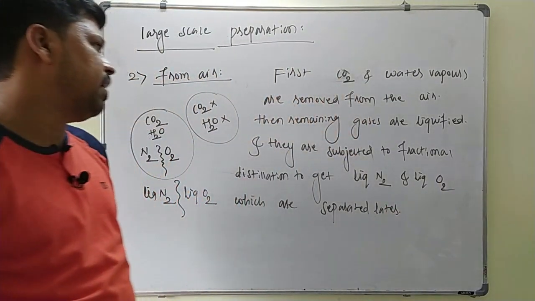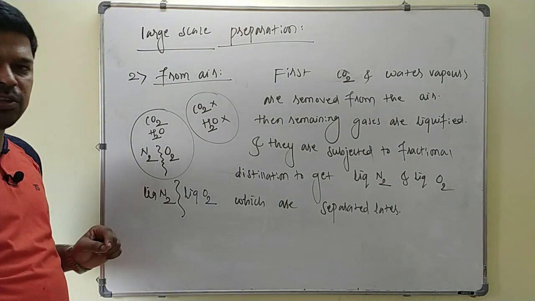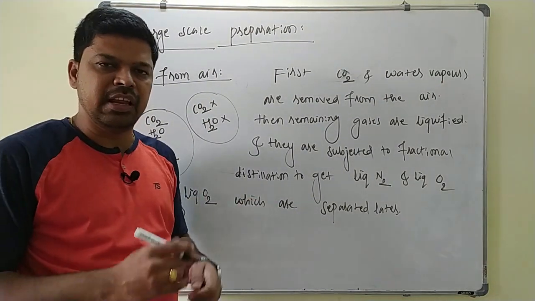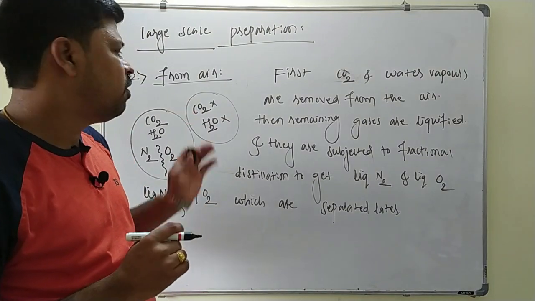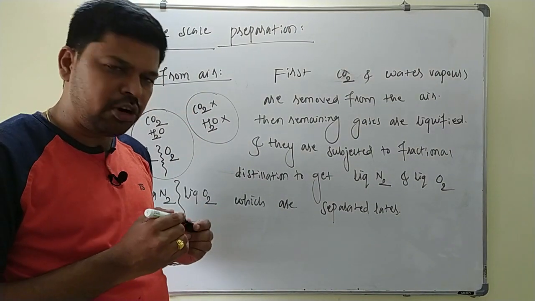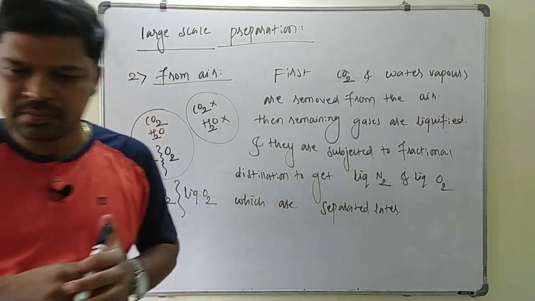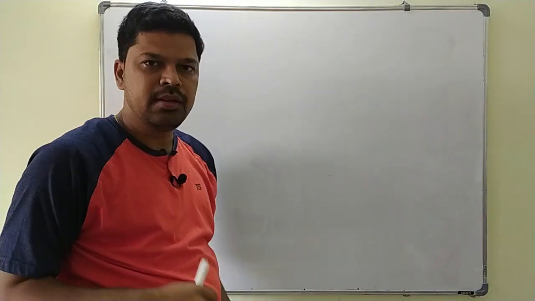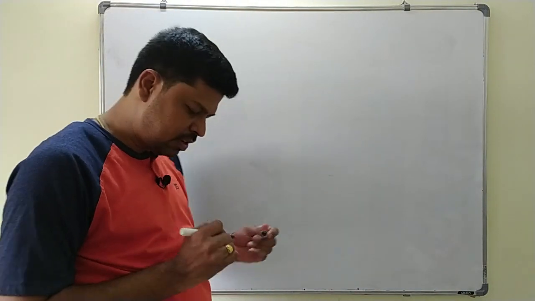Later they may be separated. This is the large scale preparation of dioxygen. First one is by the electrolysis of water, and the second one is from the air. Now we will go for properties of dioxygen.